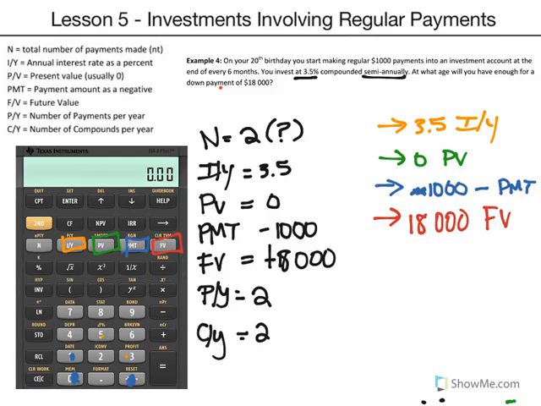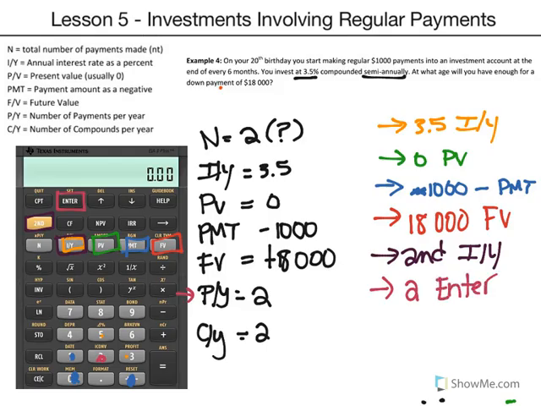Now we want to get to second function. So we'll go second function, IY. And that will take us to our PY, which is 2. So we go 2 and then enter. Now we want our CY, so we're going to go up, and then it is 2. So we hit 2 and then enter. And now we need to get out of that screen, so we're going to hit second function, compute.